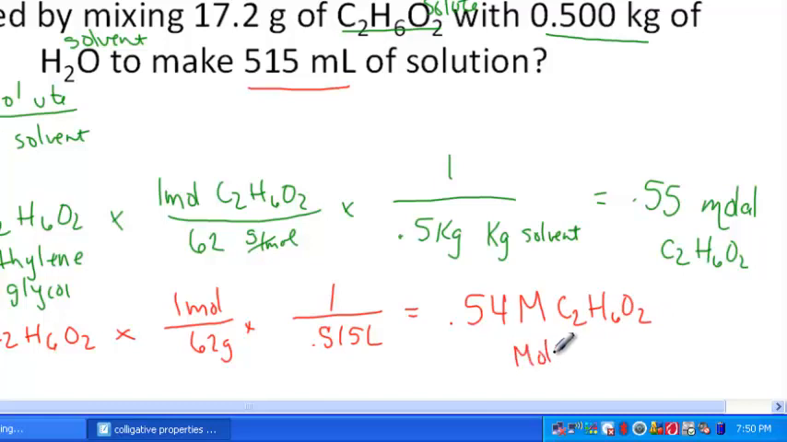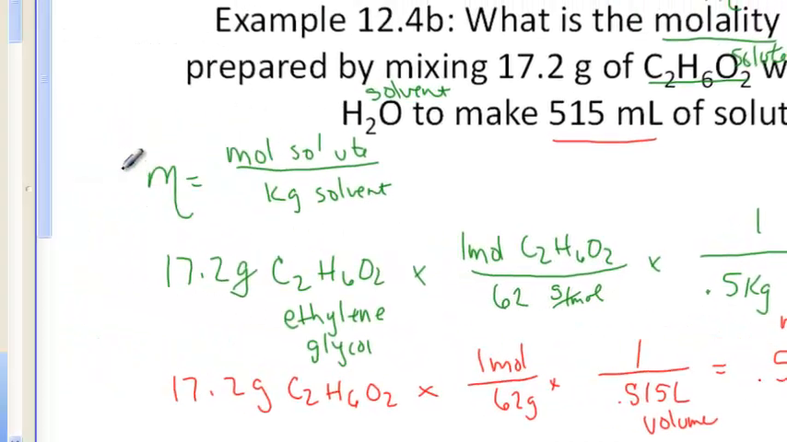Notice that this term is pronounced molar. The little m is pronounced molal. A molal solution of 0.55 units, a molar solution of 0.54 units. So we have volume of solution for molarity. We have mass of the solvent in molality.